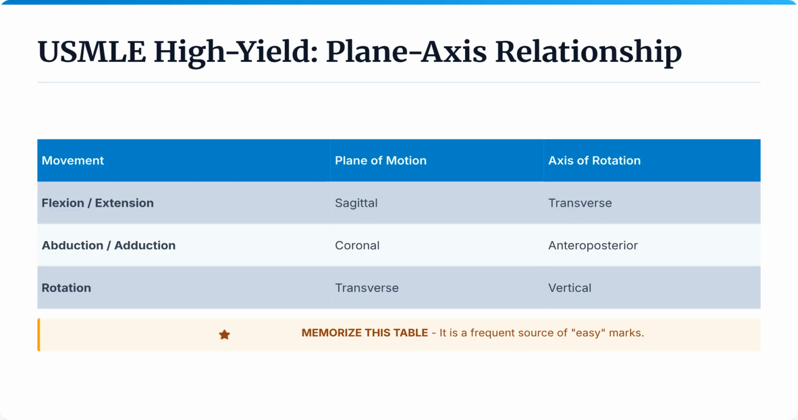This table is high yield for exams. Remember, flexion and extension occur in the sagittal plane around a transverse axis. Abduction and adduction occur in the coronal plane around an antero-posterior axis. Rotation occurs in the transverse plane around a vertical axis.